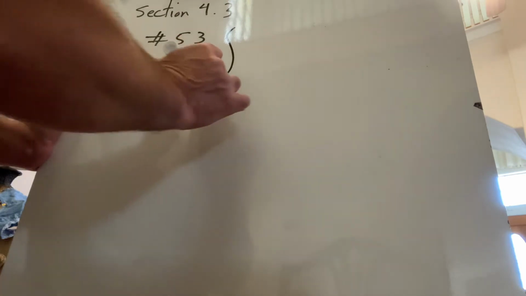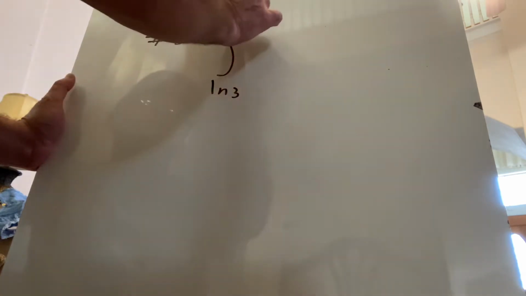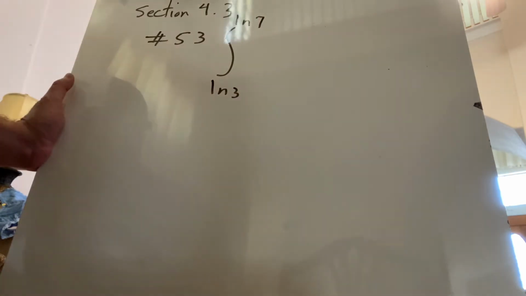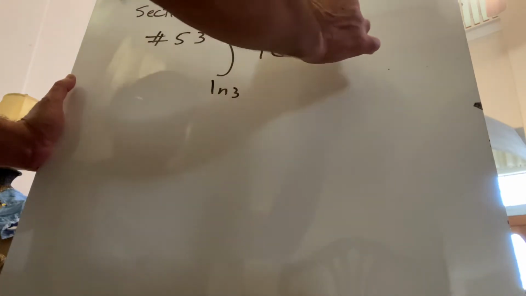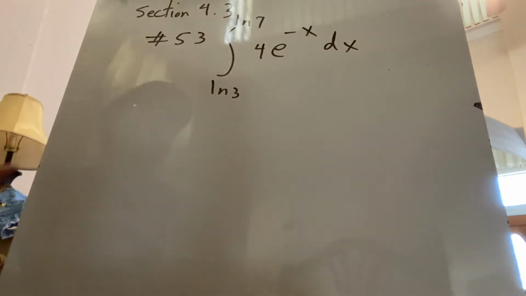So we have a definite integral from natural log of 3 to natural log of 7 of 4 times e to the negative x dx. Okay, so we're asked to evaluate this definite integral.